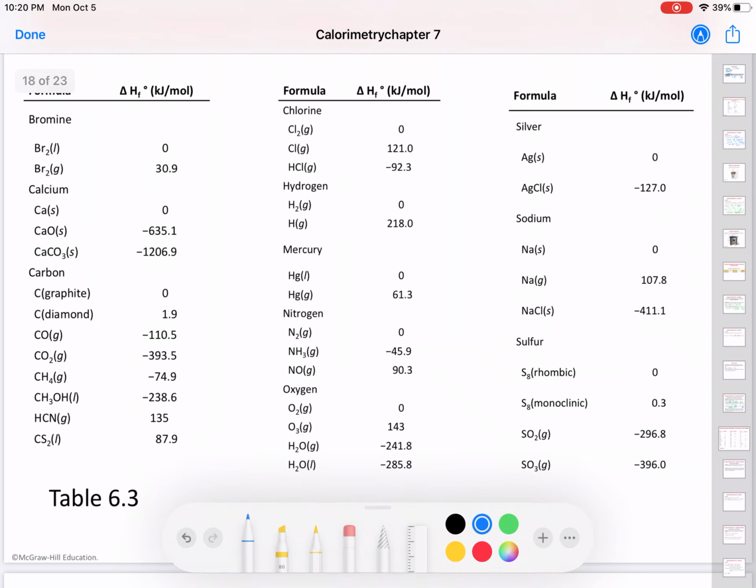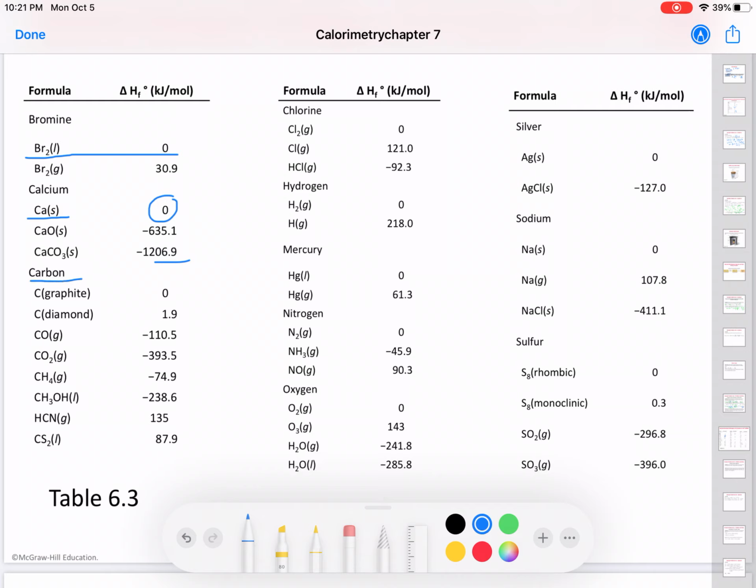For example, bromine Br2 is 0. That's how it exists in nature. Bromine liquid is 0, but bromine gas has delta H 30.9. Calcium, one element, solid, 0. But calcium oxide, a combination of two elements, involves an enthalpy of formation, which is negative 635. Calcium carbonate also has negative 1206.